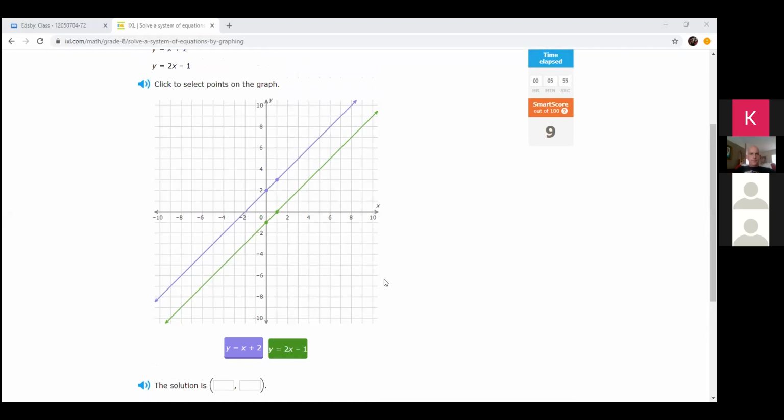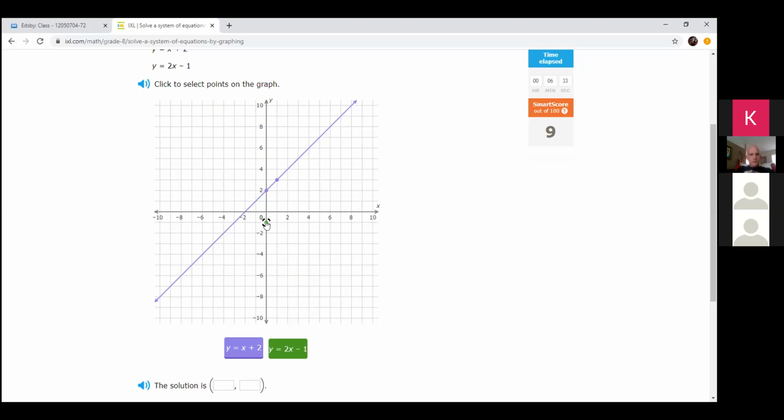Need help again. Did I do something wrong? Yes, somewhere, because they shouldn't be parallel. Let me look at the purple one first. The purple one looks fine. So go to the green one. All right, so I'm here, at -1.